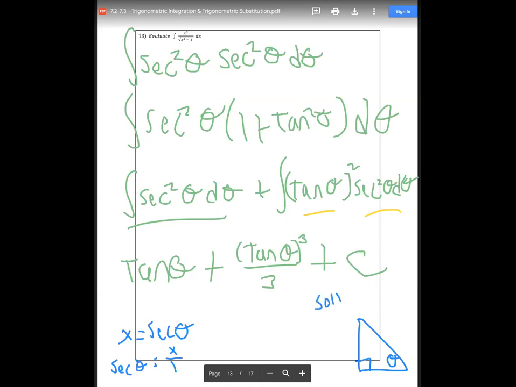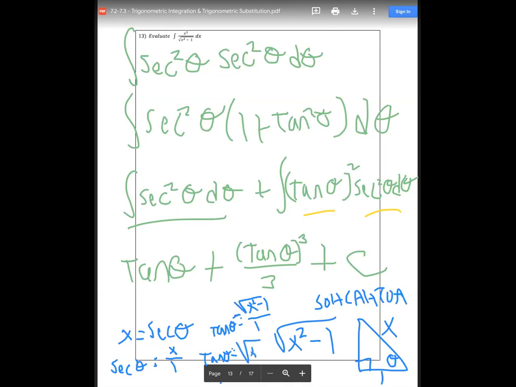Going back to SOHCAHTOA, remember secant goes with tangent, so secant is really hypotenuse over adjacent. So hypotenuse over adjacent, x over 1. We're just missing that last side, which is the square root of x squared minus 1, according to the Pythagorean theorem. Now all we're missing is tangent, because that's what the problem is asking for. And I know that tangent of theta is opposite over adjacent, which is the square root of x squared minus 1 over 1, which means that tangent of theta is simply the square root of x squared minus 1.